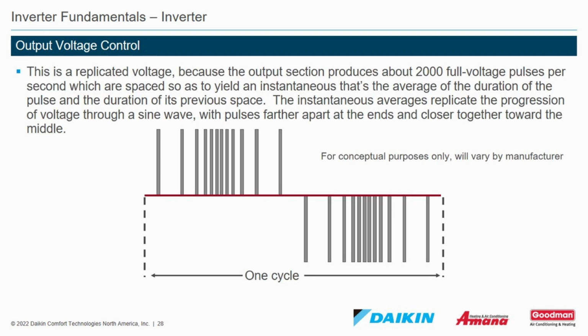Output voltage control. This is a replicated voltage because the output section produces about 2,000 full voltage pulses per second, which are spaced to yield an instantaneous output that is an average of the duration of the pulse and the duration of its previous space. The instantaneous averages replicate the progression of voltage through a sine wave, with pulses further apart at the ends and closer together toward the middle. This is for conceptual purposes only. It will vary by the manufacturer. Carrier frequency is 2000 Hz.